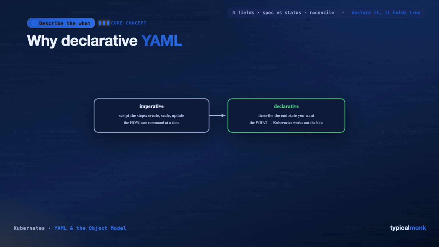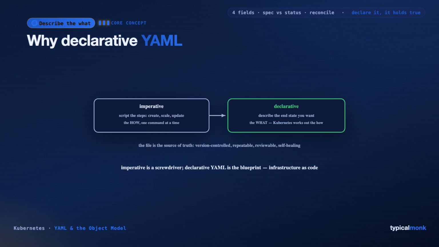Why is that better? Because the file becomes the source of truth. You can put it in version control, so every change is tracked and reviewable, just like code. You can apply it 100 times and get the same result. A colleague can read it to understand exactly what should be running. And if the cluster drifts, you reapply the file, and it snaps back. The description is durable. The steps to achieve it are Kubernetes' problem, not yours.